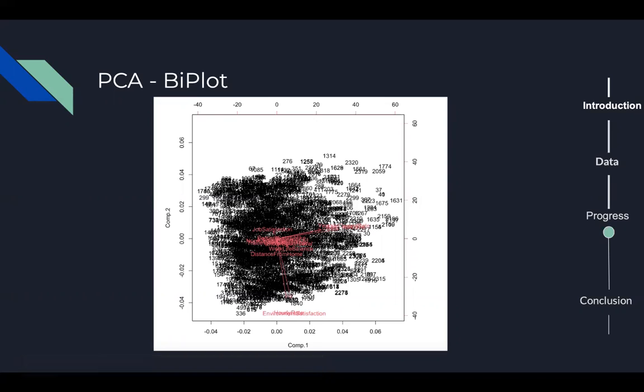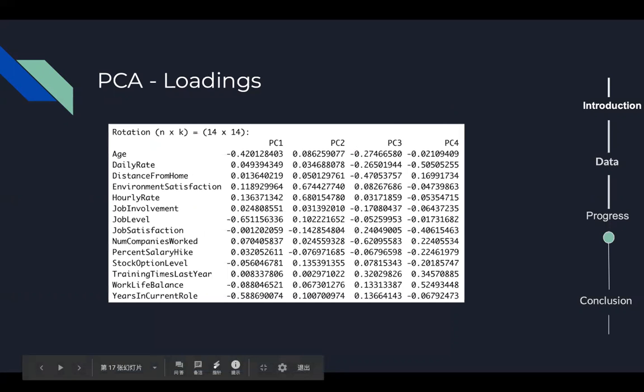And also there's a small group here. They are years in the current role, job level, and age. Also, the angle, they are pointing in different directions. So we can see the scale here. The Y direction indicates component 2. The X direction indicates component 1. So we will see something more detailed here. As I mentioned, age, we can see it's pretty large.